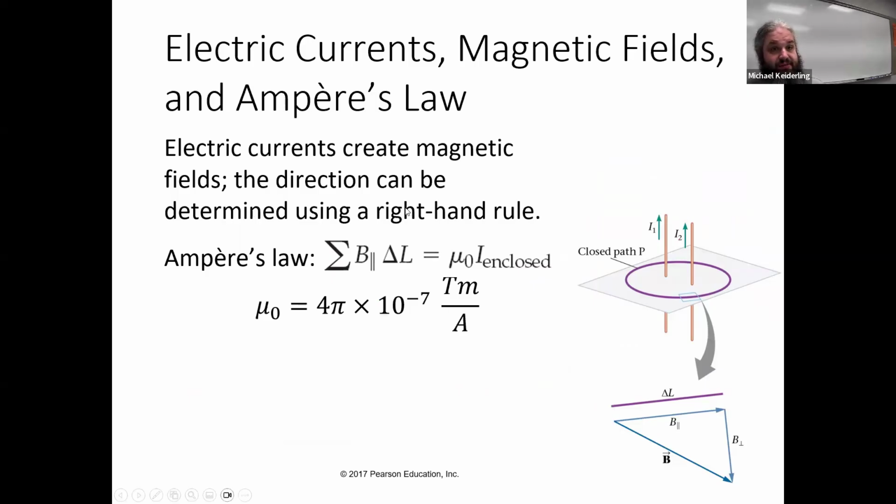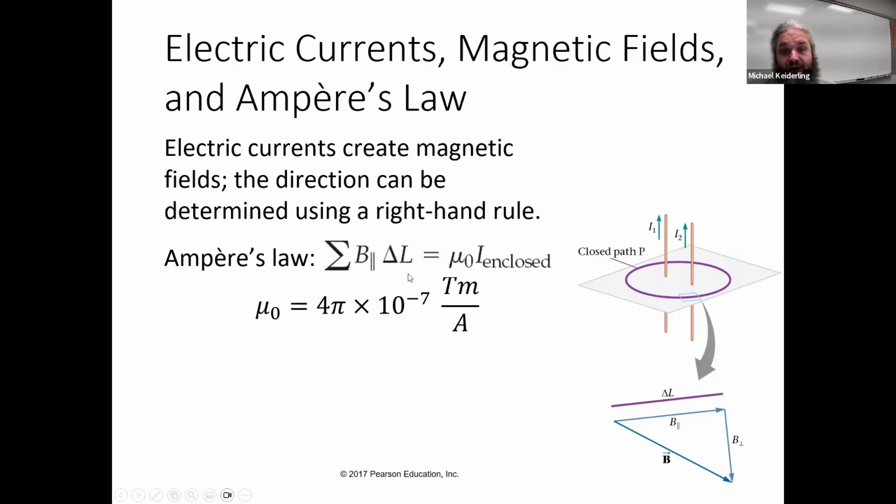And electric currents create magnetic fields, and the direction can be determined using a right-hand rule. Point your thumb in the direction of your current, and the magnetic field curls around in the direction of your fingers. Ampere's law says that you take the integral along the path of the parallel component of the magnetic field. So you're adding up magnetic field times length.